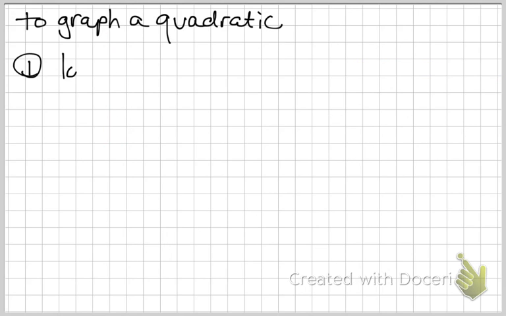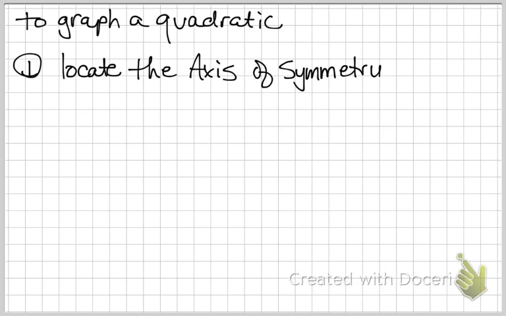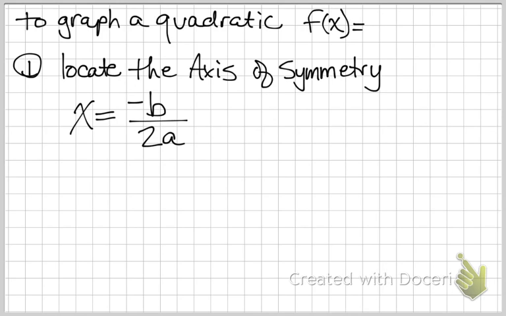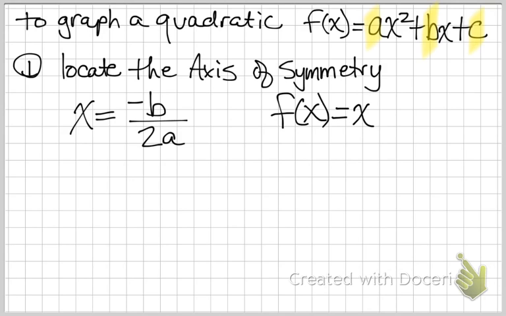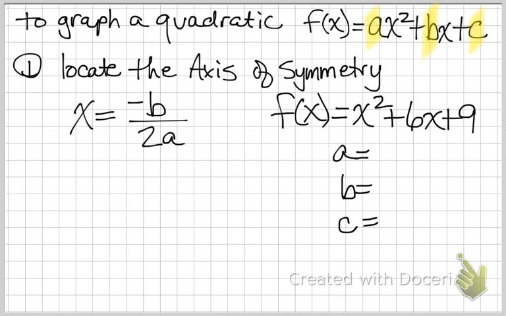Now, to graph a quadratic, we first really need to locate the axis of symmetry because that's going to set the stage for our table of values. And we get this nice little formula for the axis of symmetry, where x equals negative b over 2a. Of course, all of this is based on the function in standard form. So here is our function that we're going to use for our example. We need to go through and identify the coefficients a and b and the constant c. And those are pretty straightforward.